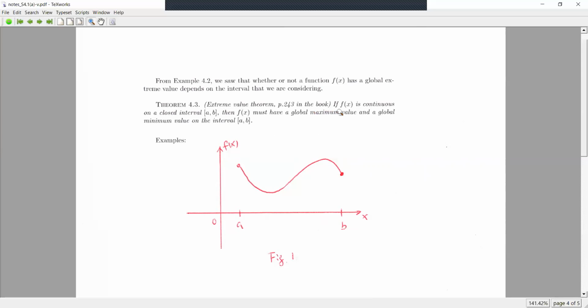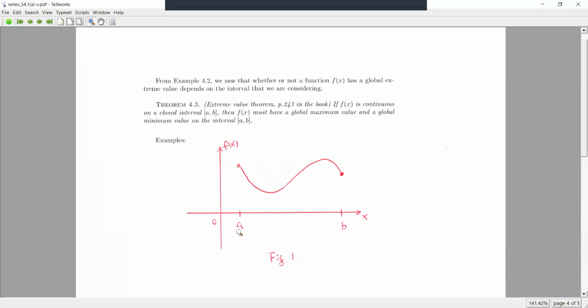This theorem says that if the function f is continuous on a closed interval AB, then the function f must have a global maximum and a global minimum on this interval. You can test this theorem by arbitrarily drawing a continuous curve. Let me draw a continuous curve. The interval AB is a closed interval.